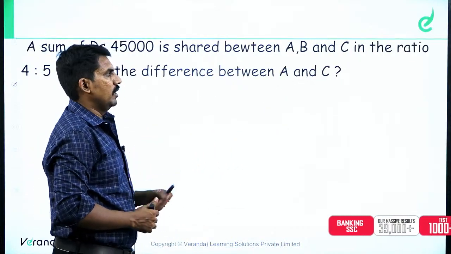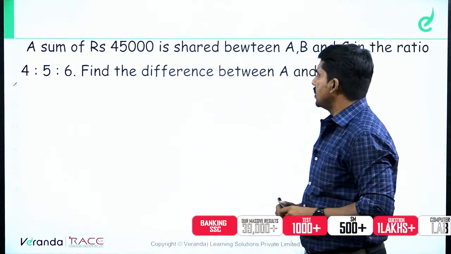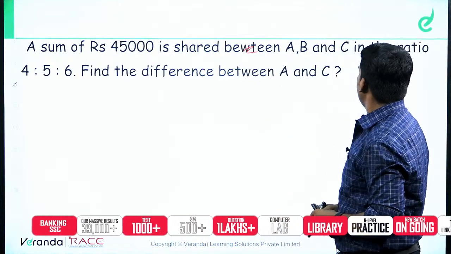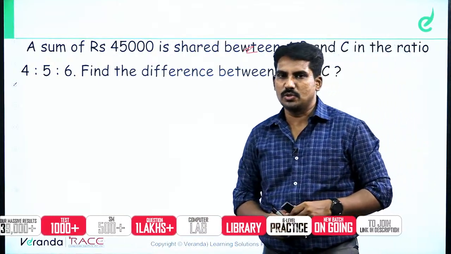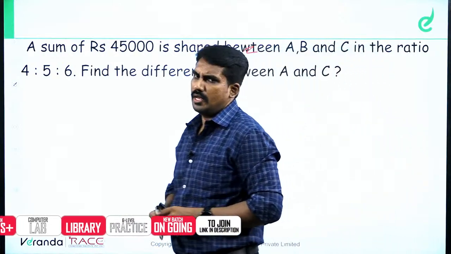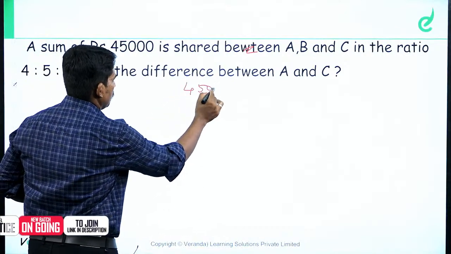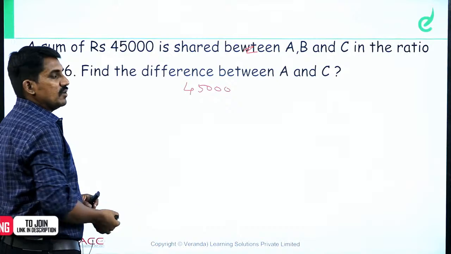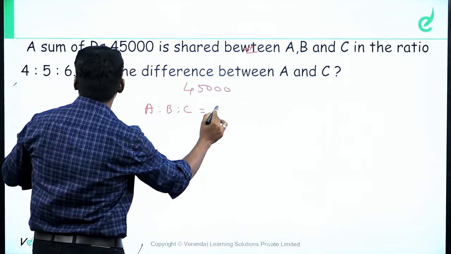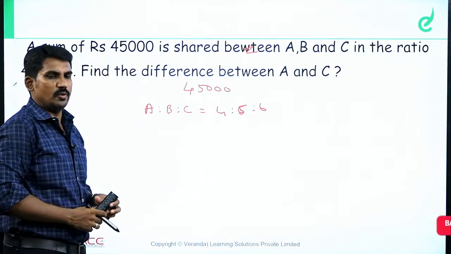Now, next one. A sum of 45,000 is shared between ABC in the ratio 4:5:6. Find the difference between A and C. Easy, same concept only. Total they have given 45,000, shared between ABC. Therefore, ABC ratio given is 4:5:6.